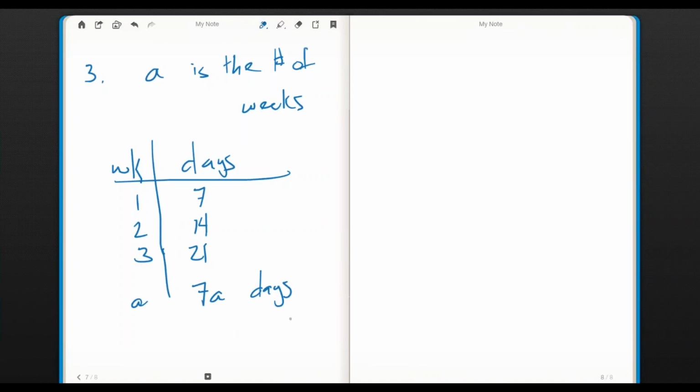Okay, it feels a little abstract, but as concrete as you can make it to help your student understand, this number is 1 times 7. This number is 2 times 7. This number is 3 times 7, so this number is A times 7. We generally write that as 7A.